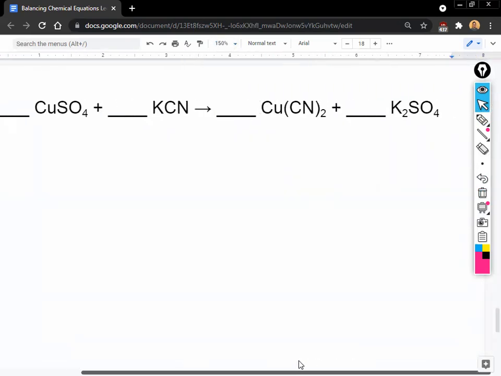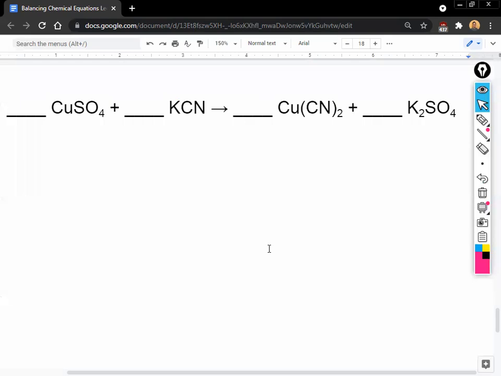Okay, so we have this equation right here. Make sure that you guys are careful with the counting. Yeah, be careful with the parentheses.